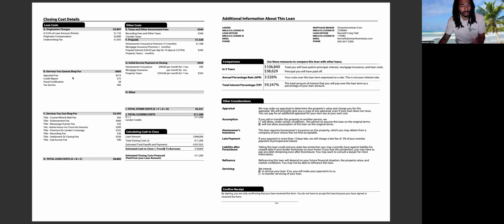And these fees are pretty standard. Once again, the main thing that you're going to see a big difference from a refinance to a purchase transaction is going to be this settlement fee, the escrow charge. And this scenario was based on a $368,000 loan.